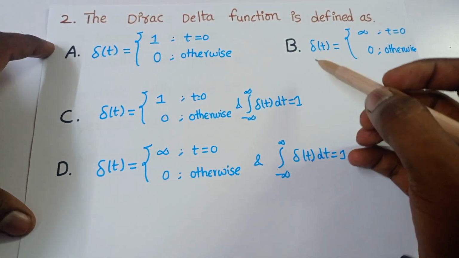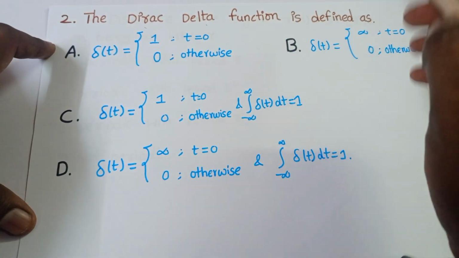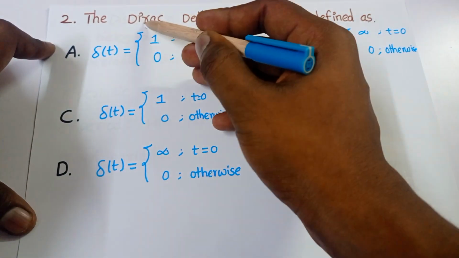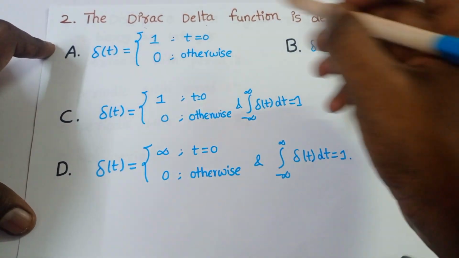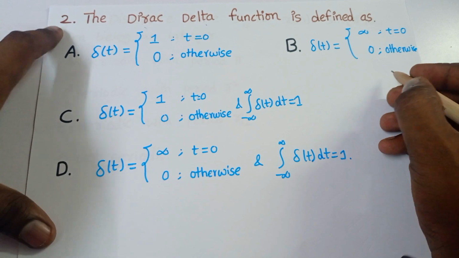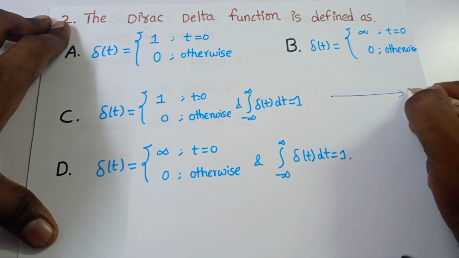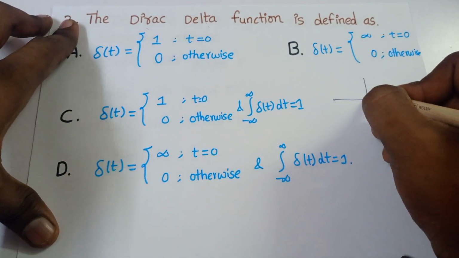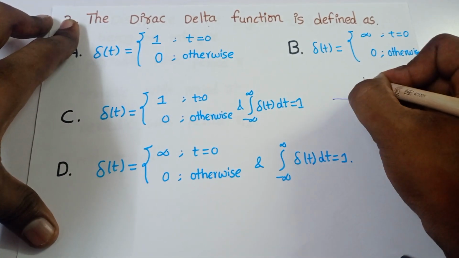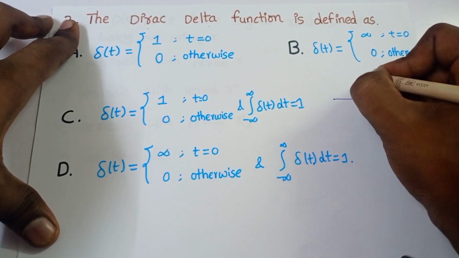Okay, and the next question is, the Dirac delta function is defined as... First we need to know what the Dirac delta function is. It's another name for the impulse function. We know the impulse function looks like this, on the time axis, at 0. This one is the impulse function.